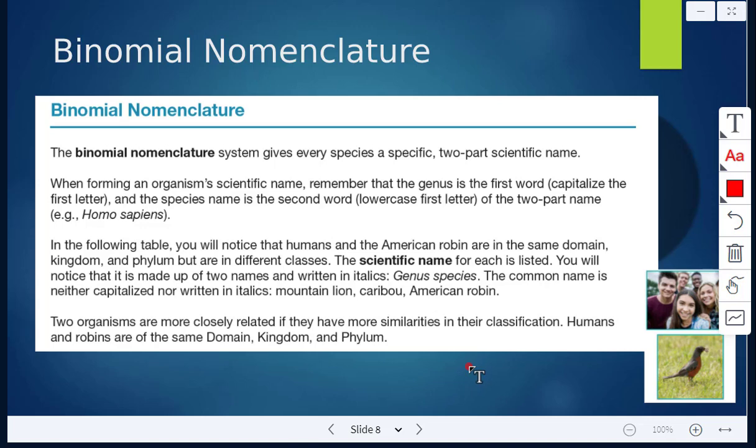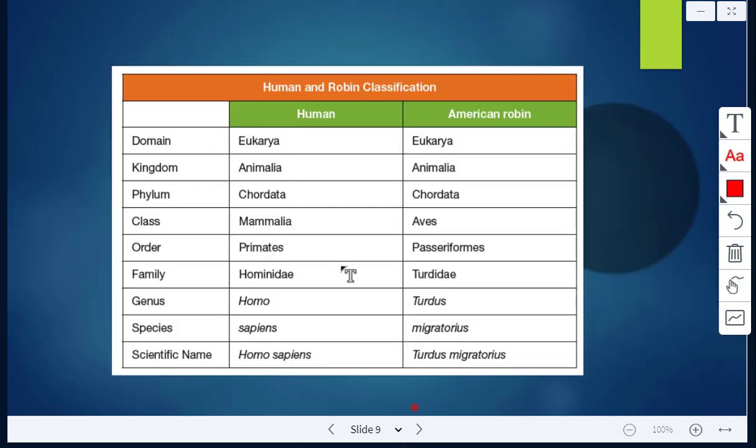All right, so as we go down this classification, the organisms become more and more closely related if they still belong to the same group. So for example, when I was talking about the humans and the robins, they're in the same domain, kingdom, and phylum, but then they are not in the same class.